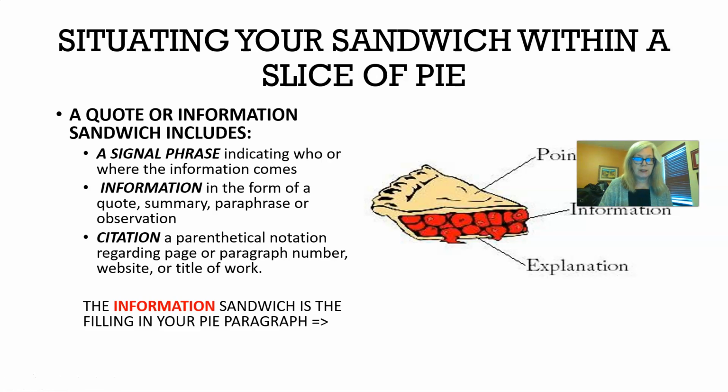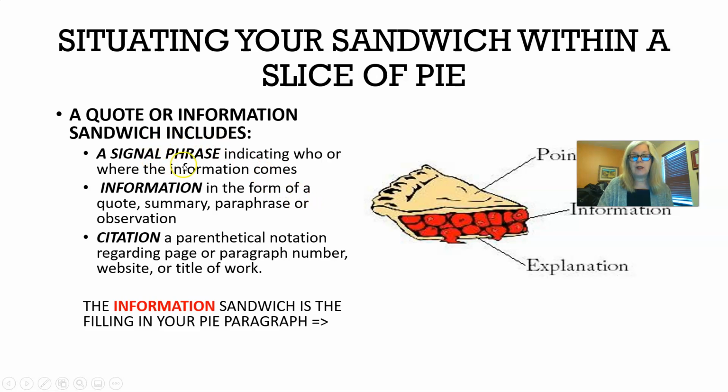So I've used this silly illustration before. Bob Bobson, author of Cat Jugglers Are Us, claims that those new to the sport should, quote, wear protective clothing, close quote, parentheses, citation, close parentheses, period. So we have the signal phrase, where does it come from? Information in the form of a quote, paraphrase, or summary. And then the citation, which is the parenthetical notation regarding the page or paragraph number, website, or title of work. Now, we're going to talk about when you use those things.